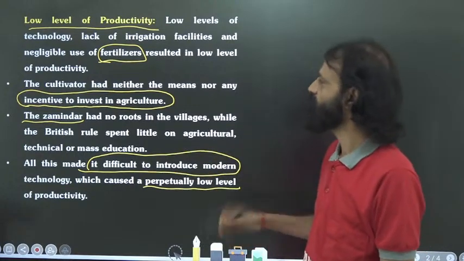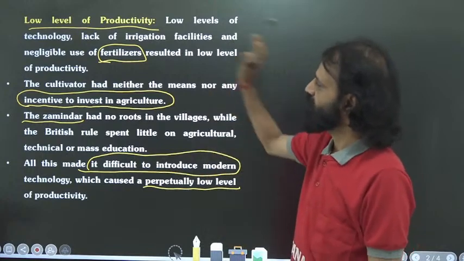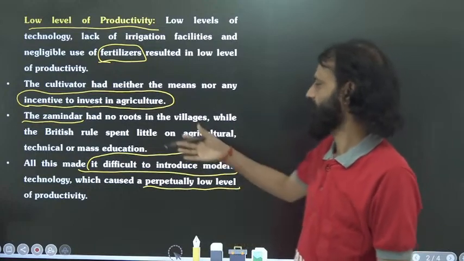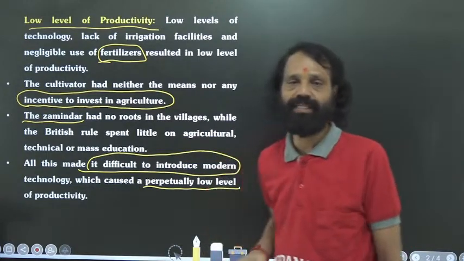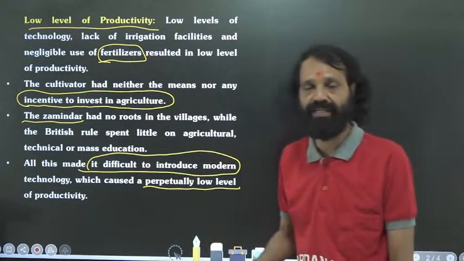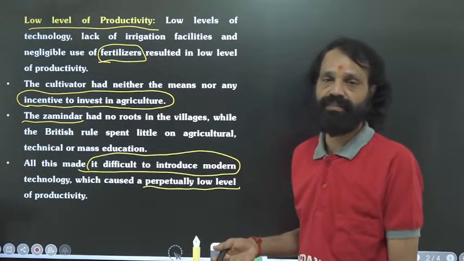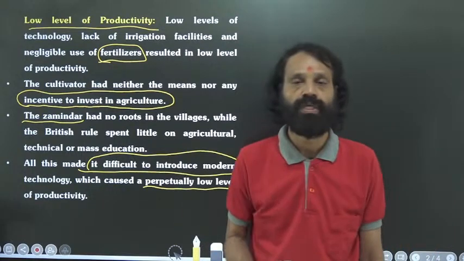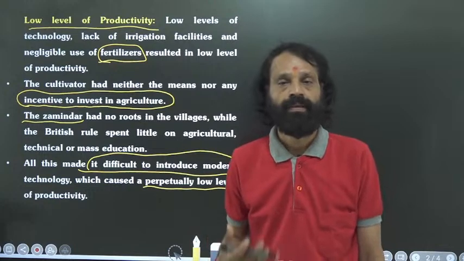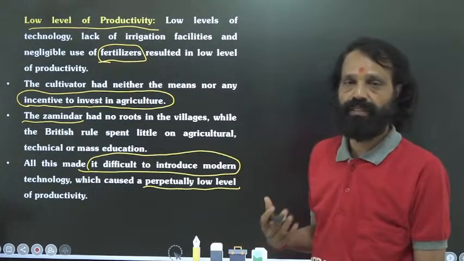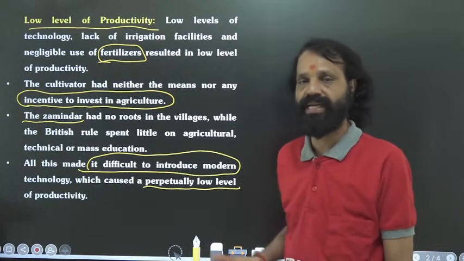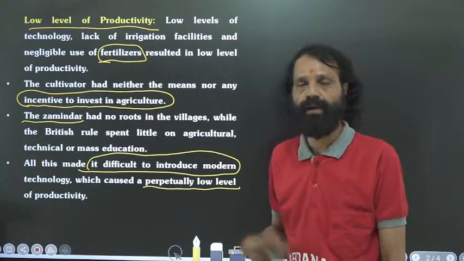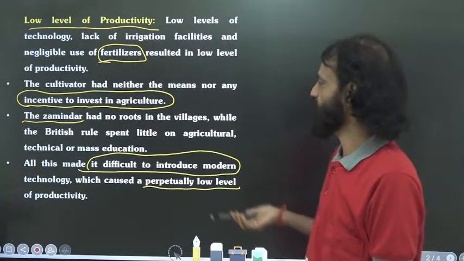Why? Because of lack of technology, lack of irrigation, lack of education, lack of mass education, lack of implementing modern technology, lack of educating our peasants on how to produce more yield from the cultivation or agriculture. They didn't educate people, and they didn't apply modern technology in the field of agriculture.